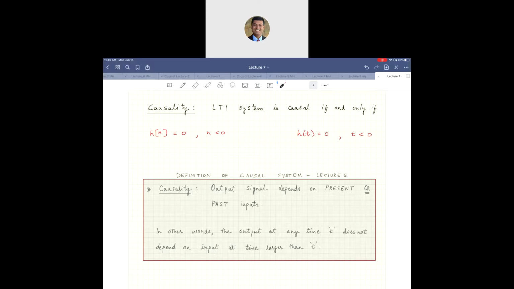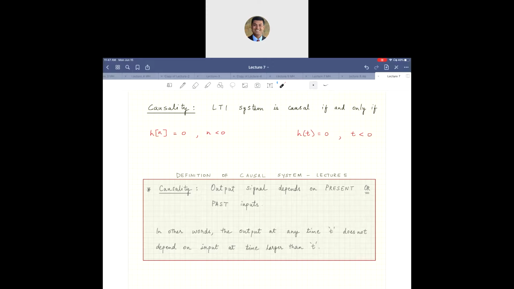For causality, an LTI system is considered causal if and only if the impulse response of that system is 0 for n less than 0. So it doesn't have any non-zero value for negative time, both for discrete as well as for continuous. h of t is 0 for time less than 0. So if this condition is satisfied, then this particular linear time invariant system is considered to be a causal system.